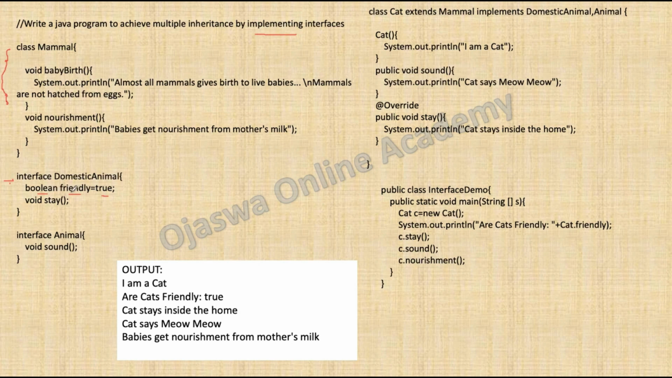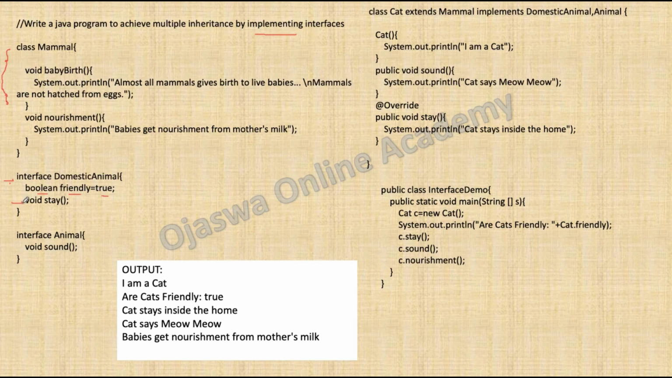So this variable friendly has public access modifier. It can be accessed from anywhere outside the program. It is also a static variable. You don't need an object to invoke variable friendly, and it is also a final variable, which means that you cannot change the value assigned to it. So when the compiler reads this line, it will be converted into public static final boolean friendly equal to true.